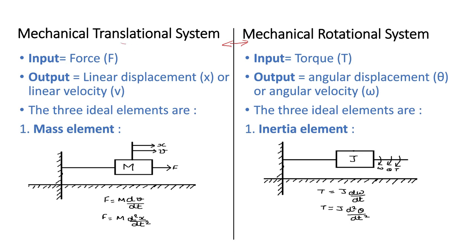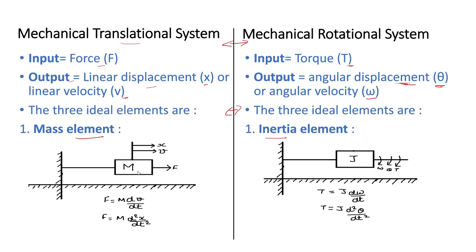So in translational or linear system, we have input as force and output as linear displacement x or linear velocity v. But in rotational system, we have input as torque t and output as angular displacement theta or angular velocity omega. Then both have three ideal elements. So first ideal element in translational system is mass element and the corresponding element in rotational system is inertia element.